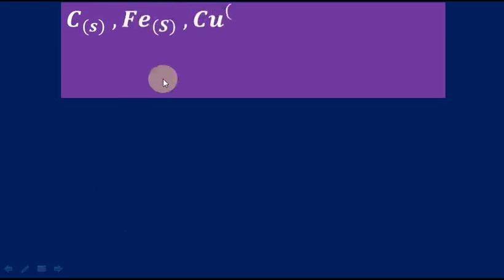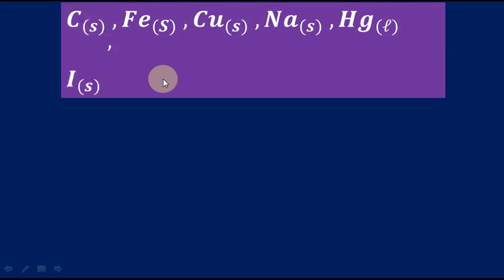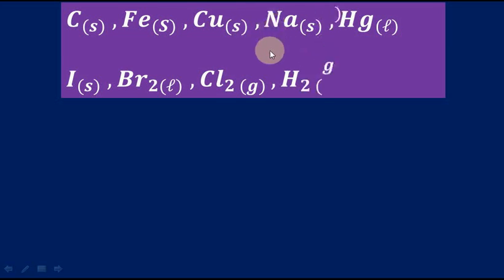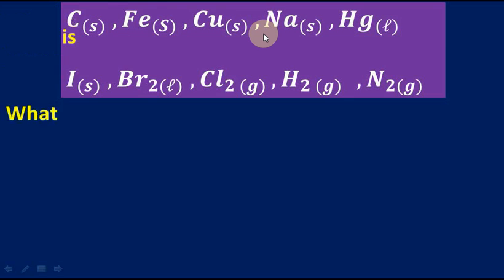These are elements. What is the heat of formation of these elements? These elements, in their standard conditions, are found in nature as they are. So they don't need any heat of formation to be formed, because they are found in nature as they are. Carbon, iron, and copper are found in nature as they are and need no heat of formation.